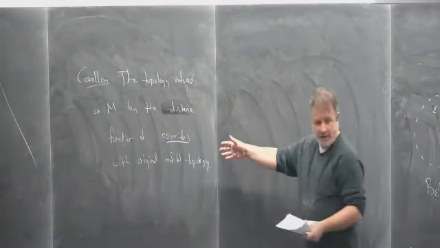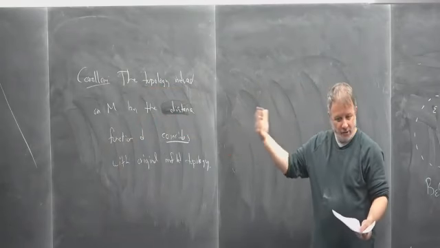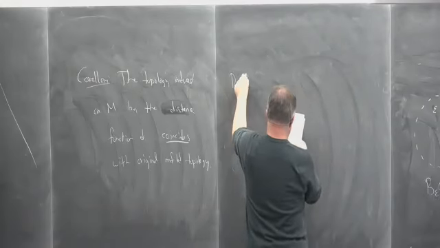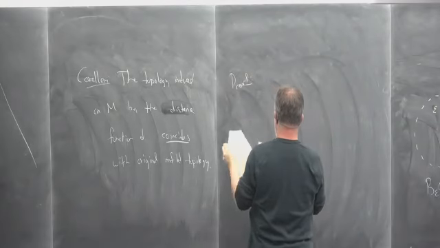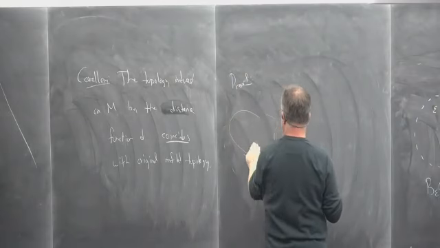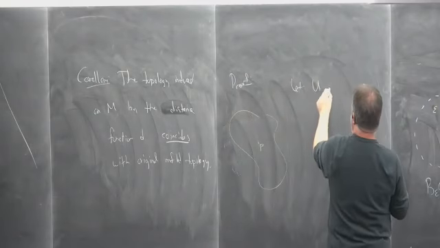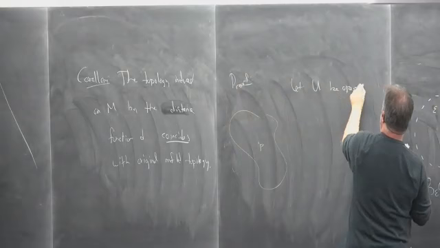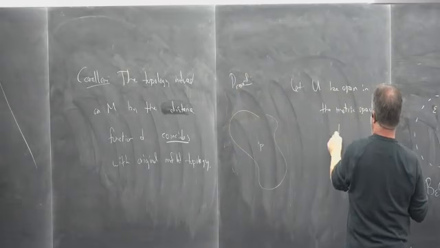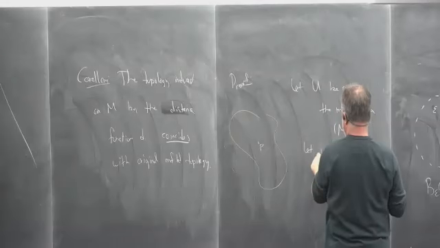Okay, so what do we need to show that this coincides? We need to show that if you have an open set in one, it's open in the other and vice versa. Okay, so proof. Let U be open in the metric space (M, D).